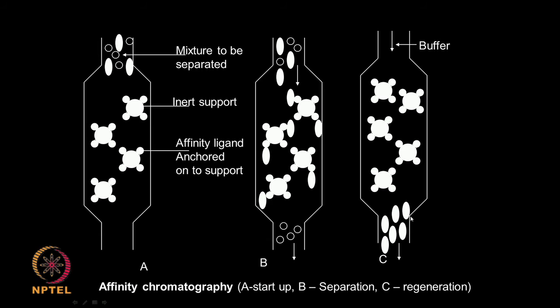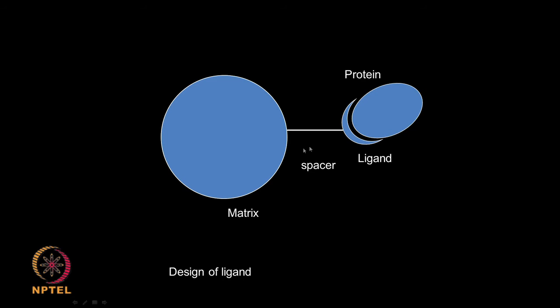Changing the condition could be changing the pH, salt concentration, ionic strength, dielectric constant and so on. For example, you have the ligand which is connected to the matrix through a spacer. Why do you need a spacer? If you do not have a spacer, the protein will start interacting with the matrix and it will not have good binding. So, there is a spacer, then the ligand. The protein which is very specific to the ligand only will bind to that ligand. It is like a lock and key mechanism here.